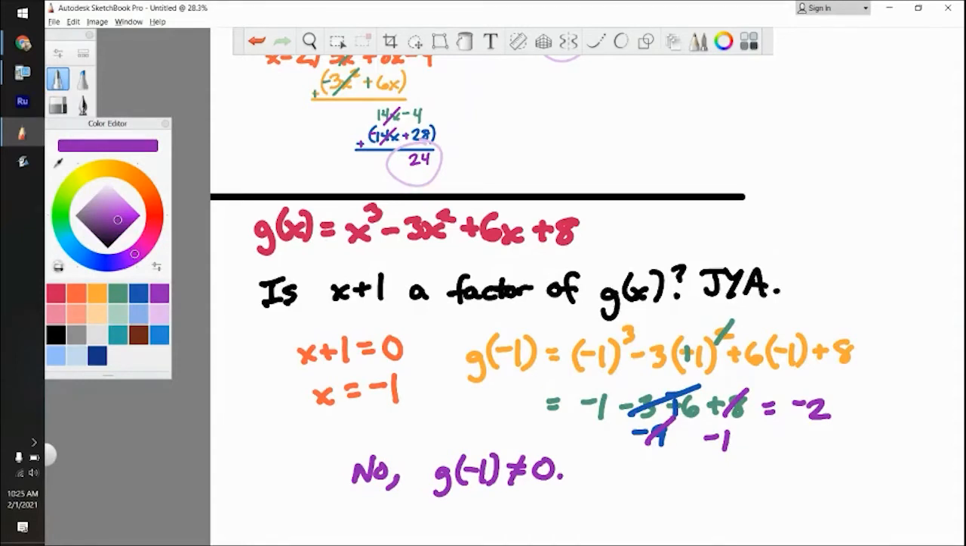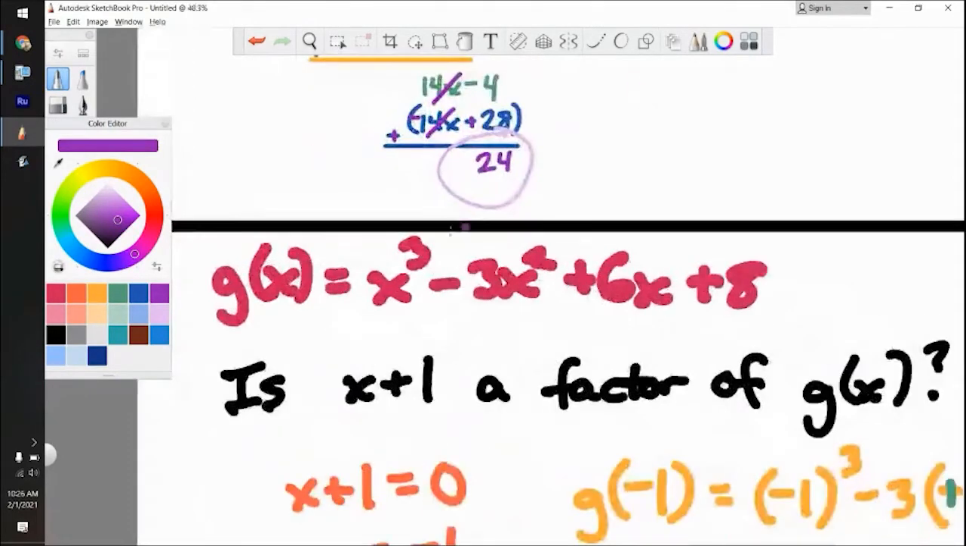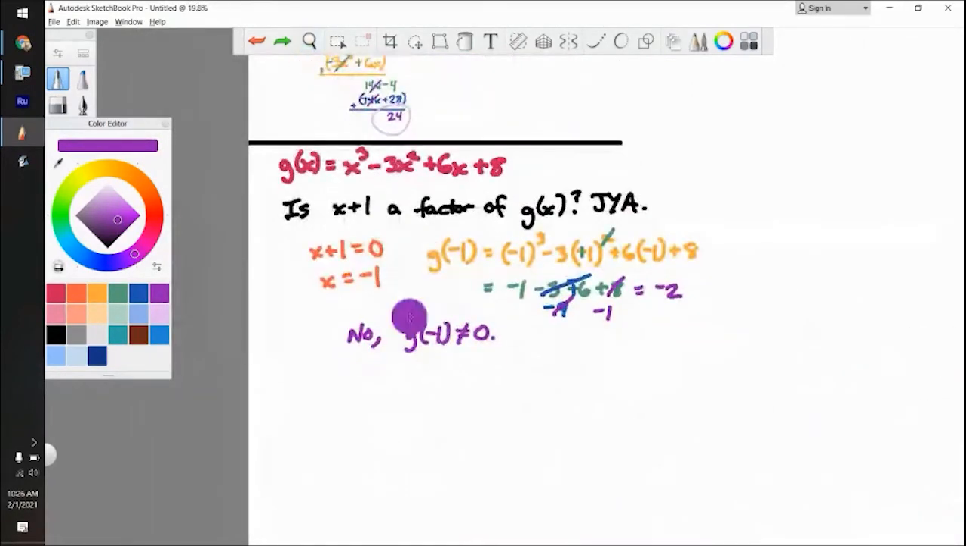You will be given a question that's like this on the test. There's also numerous on the practice problems that are like this as well. But just make sure you either wrote it down or made a mental note. If, when you plug in that negative 1, it was equal to 0, then it would be a factor. Otherwise, it's not a factor. Does anybody know how many factors I should have for this problem here, based on this power right here? 3. Okay. And x plus 1 is not one of them.